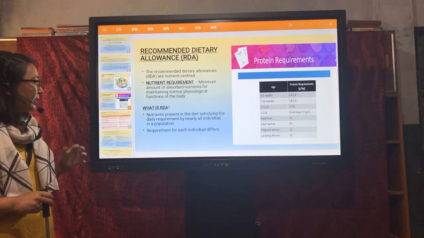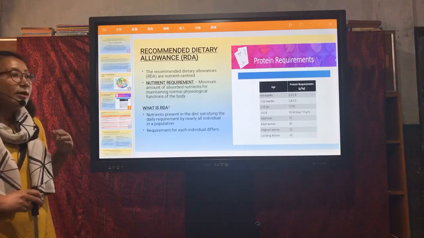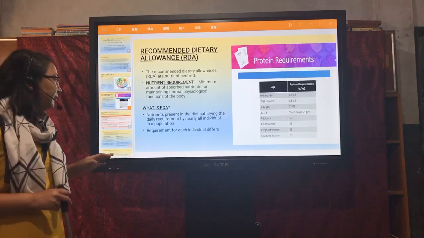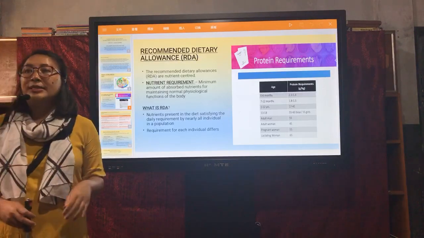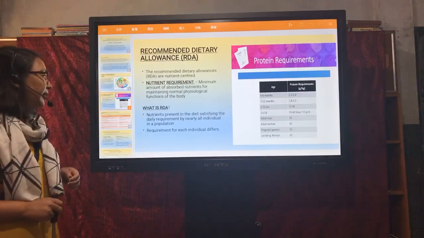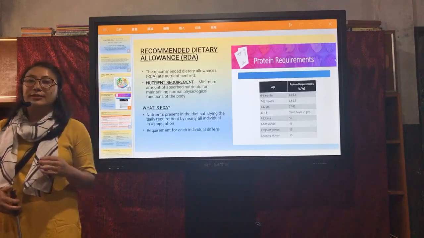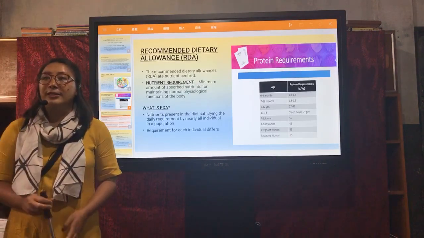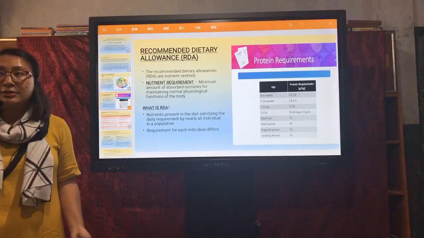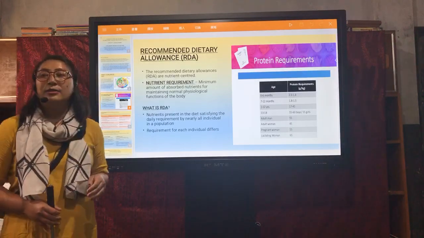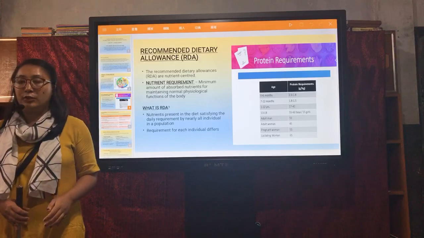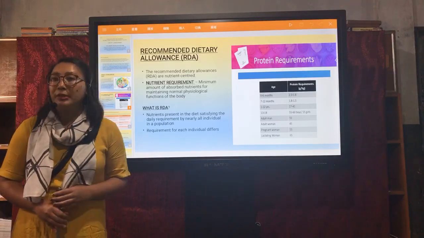So what is RDA? RDA, recommended dietary allowance, is defined as the nutrients present in the diet satisfying the daily requirements of nearly all individuals in a population, as defined by the Indian Council of Medical Research. The recommended dietary allowances for each individual differ from person to person.